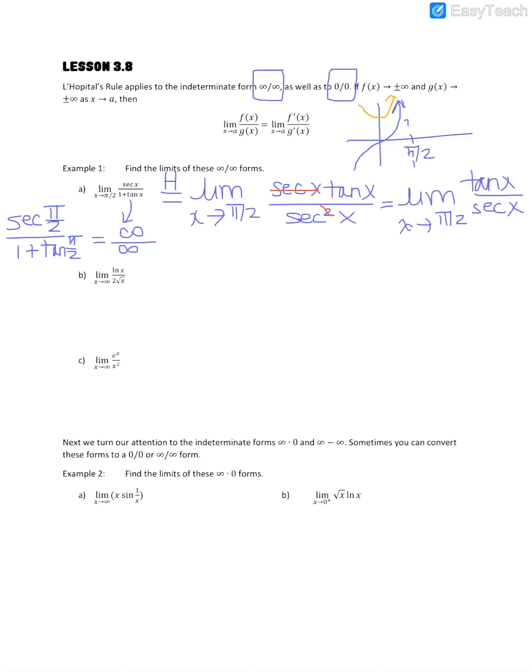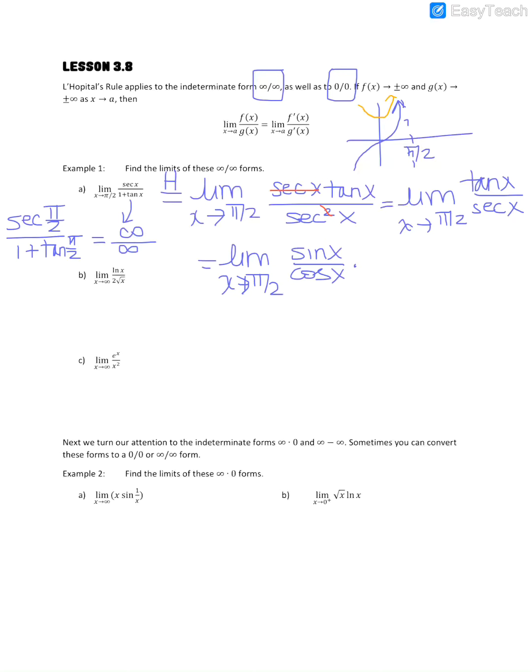Okay, so it would be smart of us at this point to think about what this reduces to, because remember, both tangent and secant are forms of sine and cosine. So let's rewrite it. Okay, we have the limit as x approaches pi over 2. Tangent is sine over cosine. Secant is 1 over cosine.